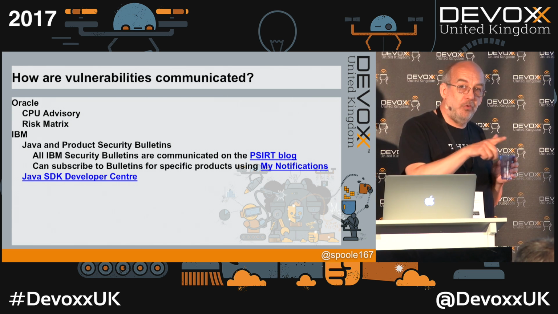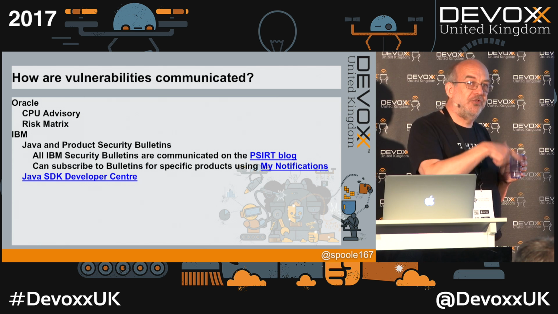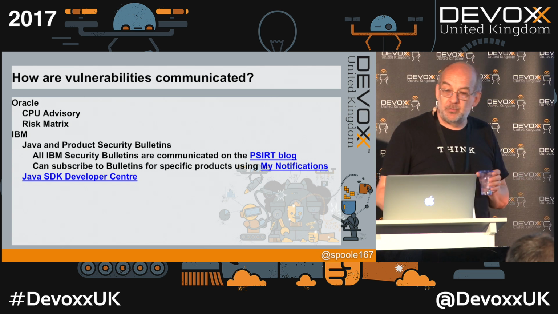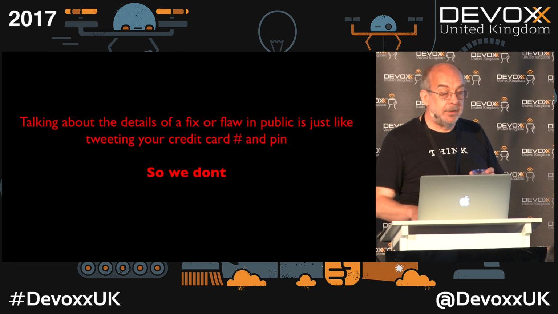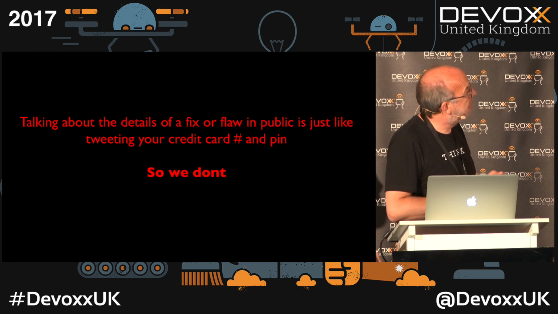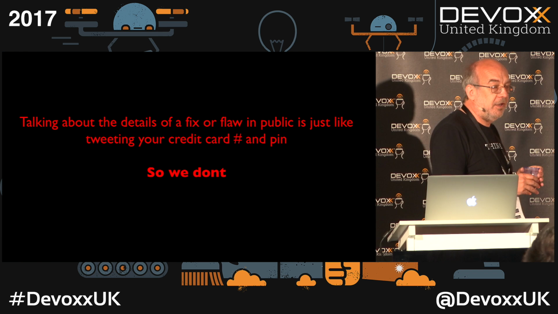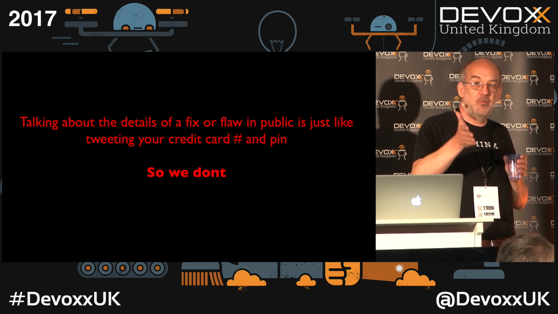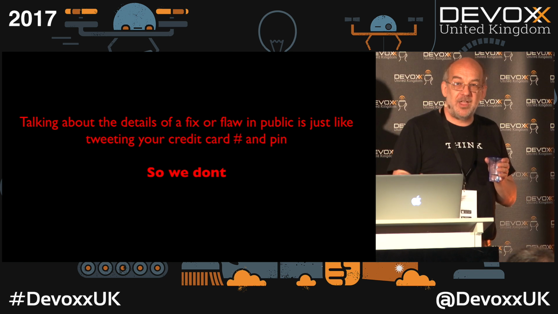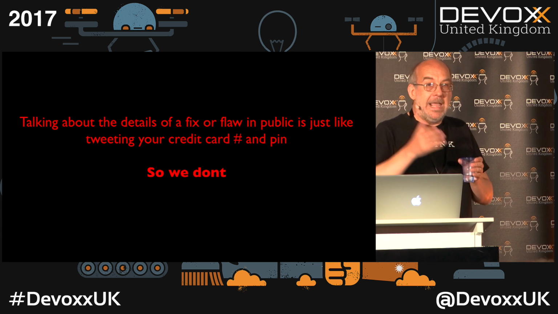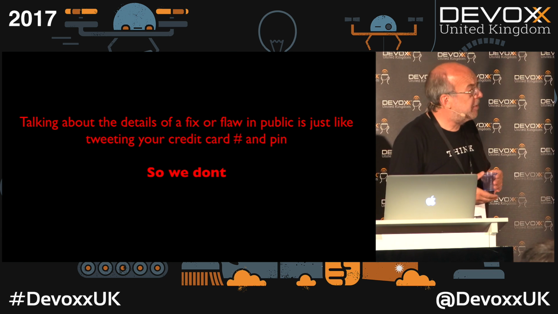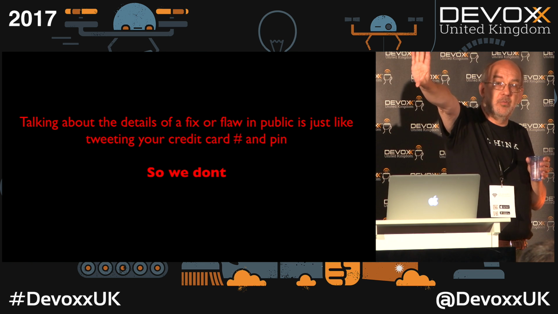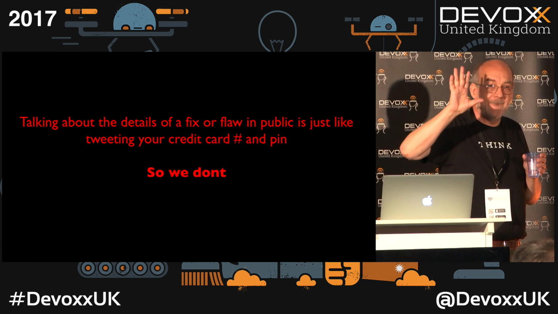But I think it's important that you understand that you need to be applying these on a regular basis. You cannot ignore these sorts of problems, right? So we don't talk about the details, because if we were to talk about the code, the vulnerability, or the fix, you could work out what the vulnerability is. It's exactly the same as me tweeting my credit card and PIN number, right? I'm just giving it away to the bad guys if I say, look, I found a vulnerability, right? Which is why we try not to do that.